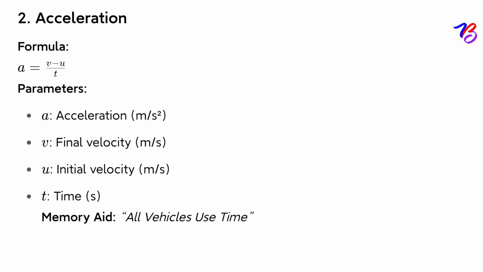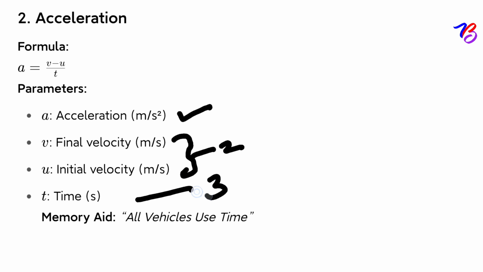Number 2, we have acceleration. Very important if you are preparing for your final year examination. Our formula is acceleration is equal to change in velocity over time. Are we together? Now, our A is acceleration. Our V is the final velocity in meters per second. Our U is the initial velocity in meters per second. Our T is our time in seconds. So if you look at this, this is number 1. This and this give us number 2, and this is number 3.